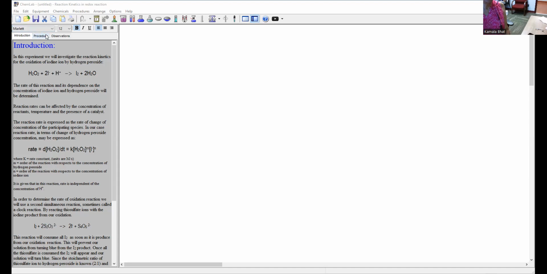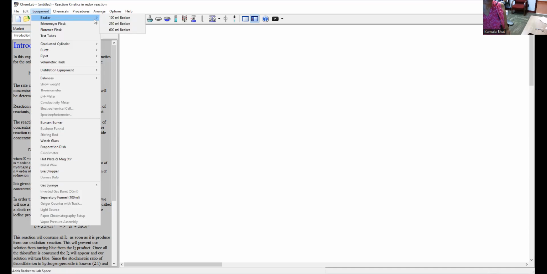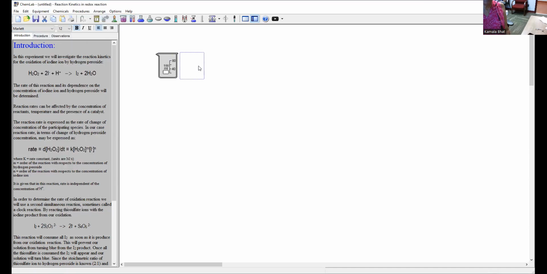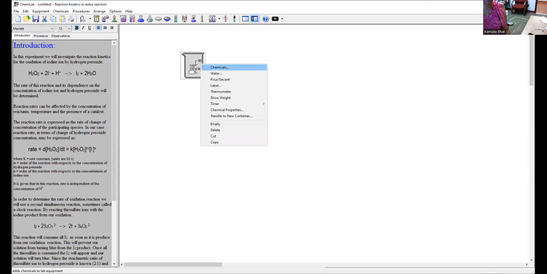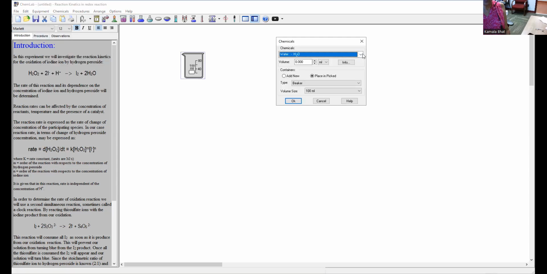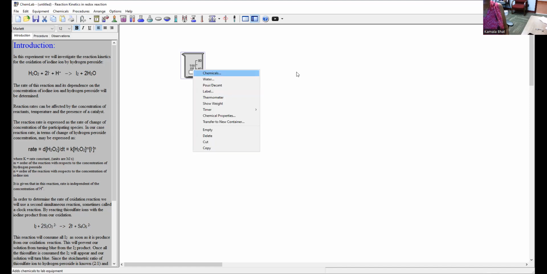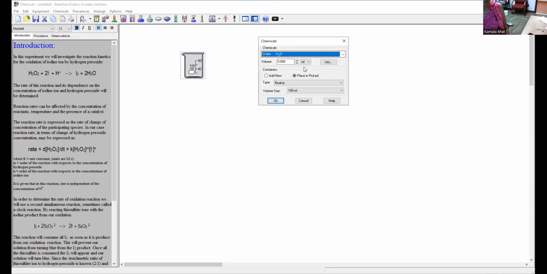So I'm going to show you the procedure now. Since I know the chemicals, I'm going to select a 100 ml beaker. First, I'm going to add the chemical. The dropdown menu is there. I'm going to add sodium thiosulfate, 250 milligrams, and say okay. And then again, I'm going to go to the chemical dialog box, add 20 mLs of water, and say okay.